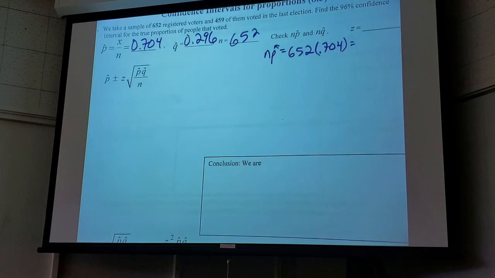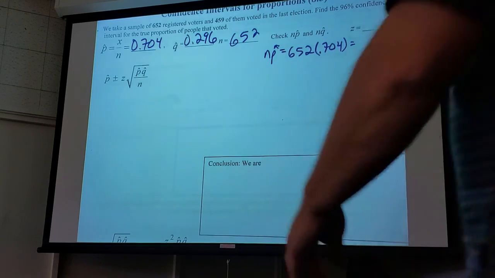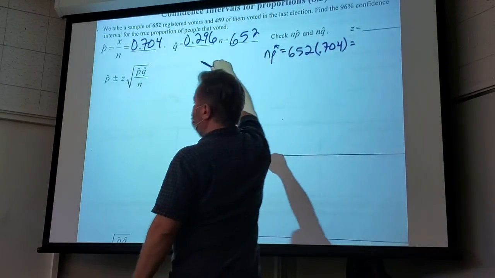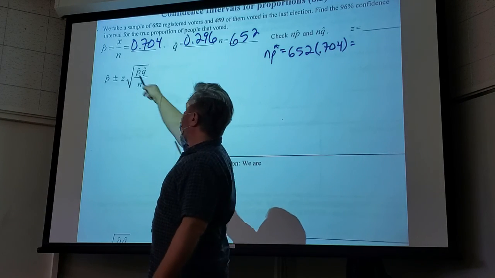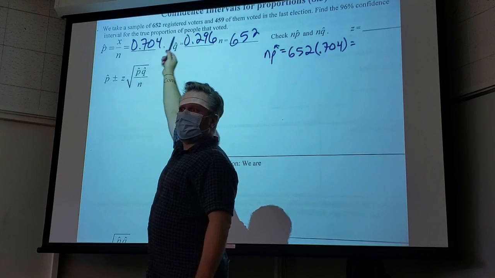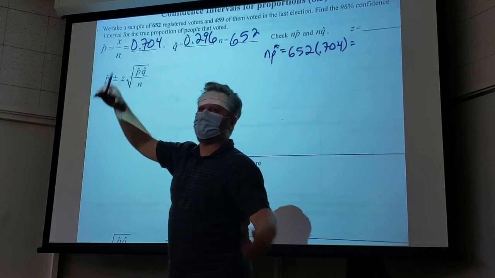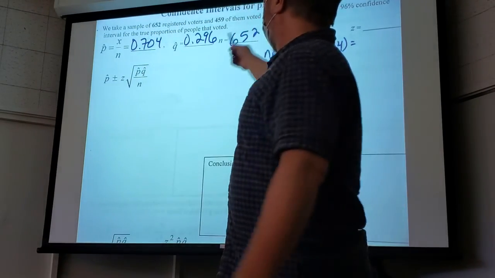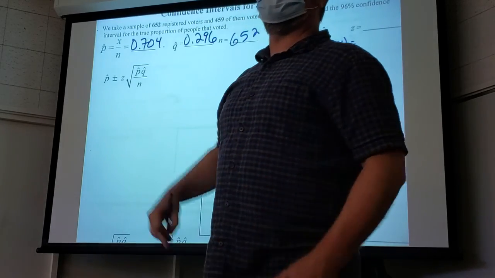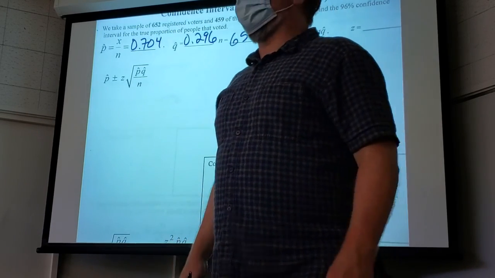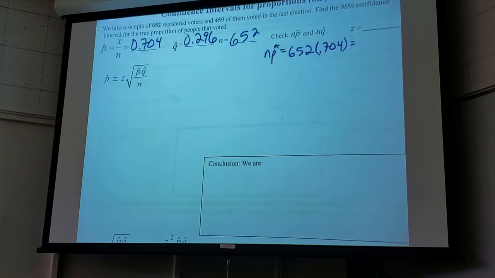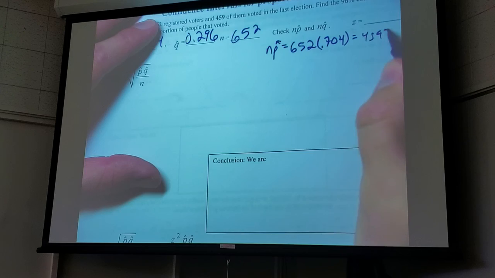Does anyone get that? Do you get about 459? And why does it make sense? Because how do we get p hat? We did x divided by n. So what's n times p hat? It's x, right? If you don't see that, you just do n times p hat. But I already know from the beginning, 459. That's n times p hat. Is that bigger than 5? Yeah. 459. We're going to go by check.